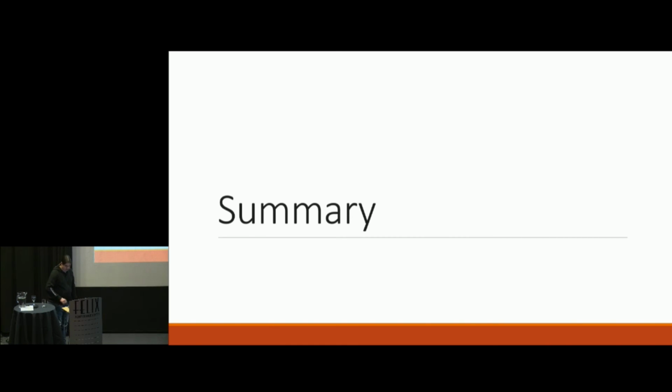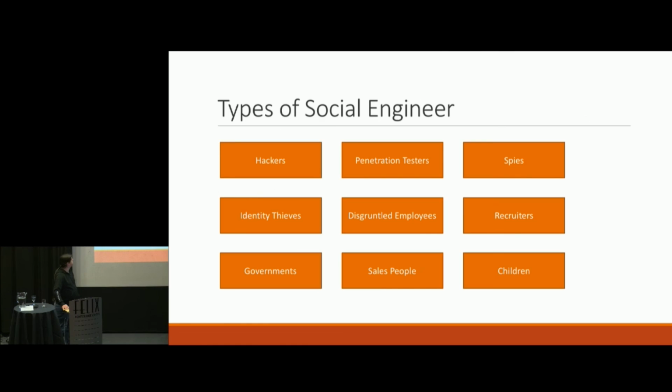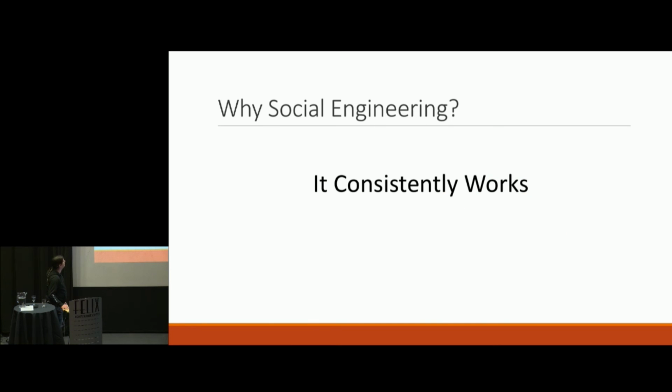Okay, so let's go through a quick summary of what we've gone through here. So social engineering is the act of influencing someone to take on an action that may not be in their best interest. You can get lots of different types of people doing social engineering. So penetration testers are kind of the genuine ethical type who will do this against companies to test their systems and staff. But you can have lots of people that do this for bad, nefarious reasons, including children, or mine anyway.